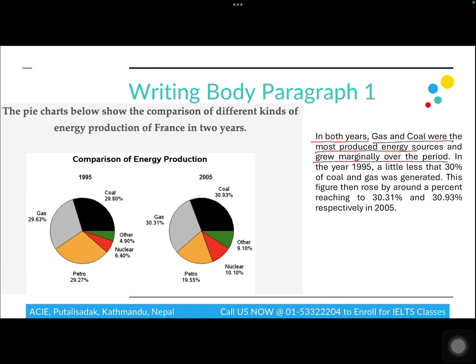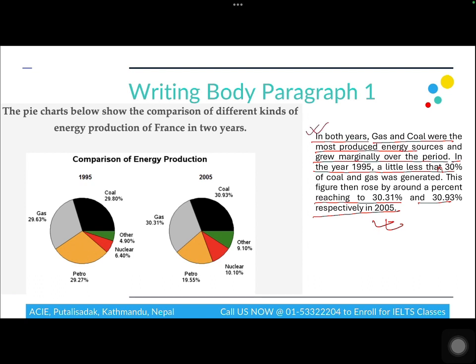Now, in this case, for the first paragraph, I'll be talking about those sources of energy which changed by only 1%. And in the second paragraph, I'll be talking about the remaining sources of energy which changed by more than 5% approximately. So now I'm going to present data and show how these sources of energy changed marginally. In the year 1995, a little less than 30% of coal and gas were generated. This figure then rose by around a percent, reaching 30.31% and 30.39% respectively in 2005.